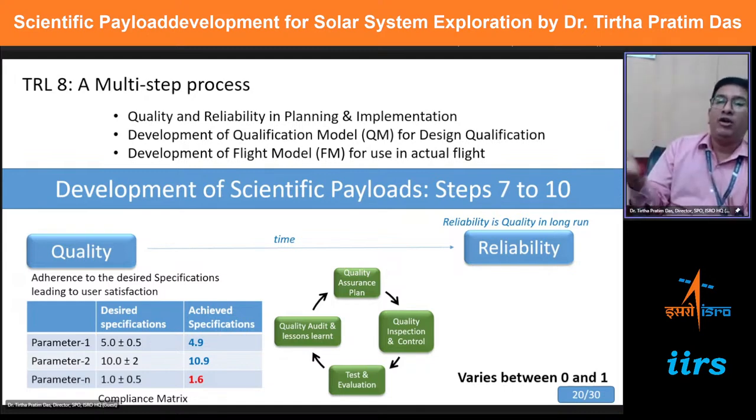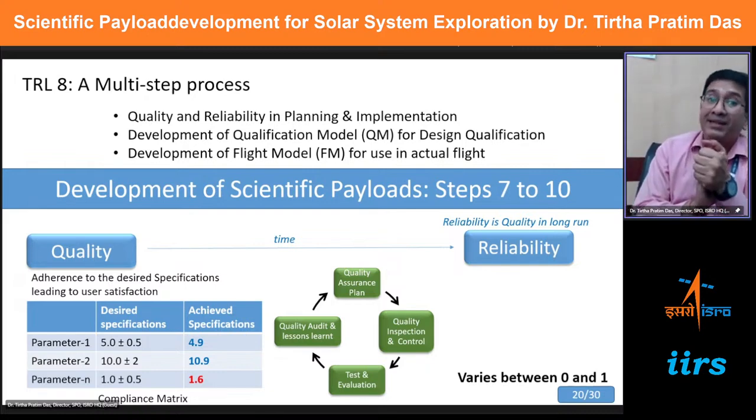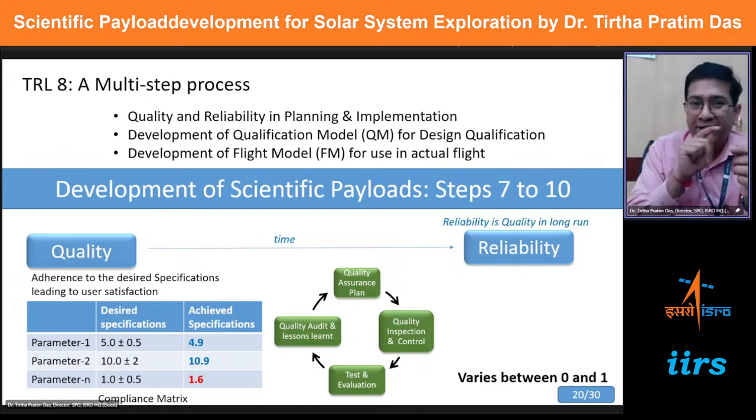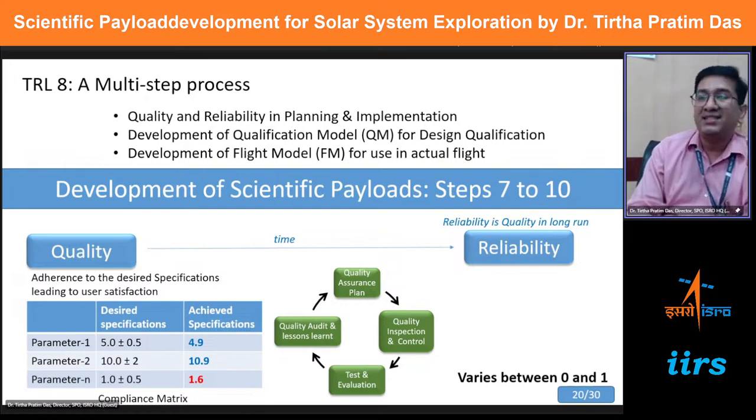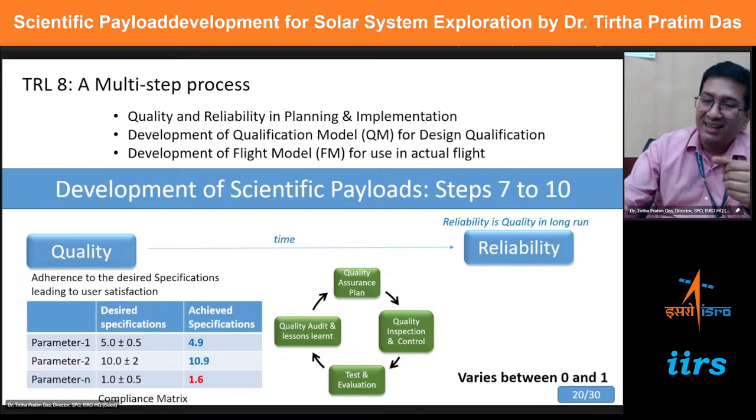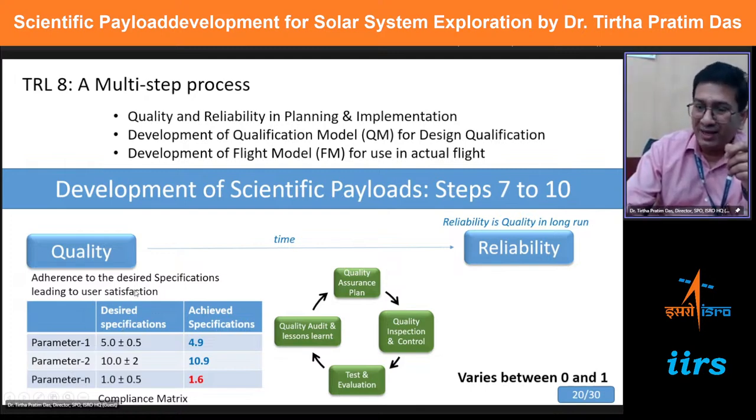It is imperative to tell you about quality as a term, what is meant by it, and what is meant by reliability. These two are not the same, but they are connected with each other. When I say quality, I mean it is the adherence of a system to the desired specification leading to user satisfaction. Let us go back to the table which I have shown you previously. At that time, I showed you the two columns, parameter list and the desired specifications.